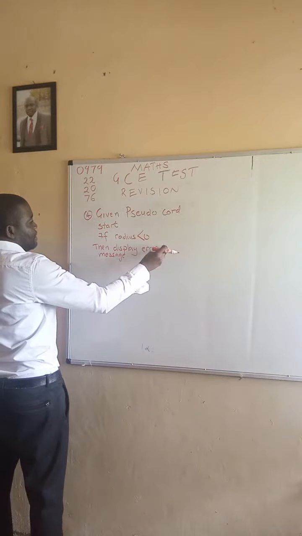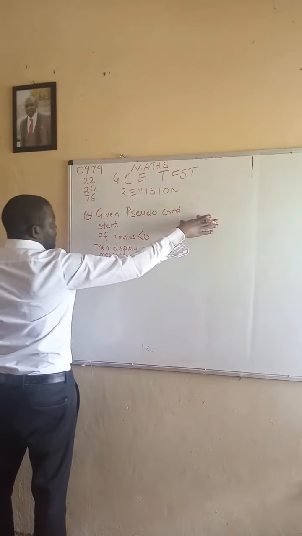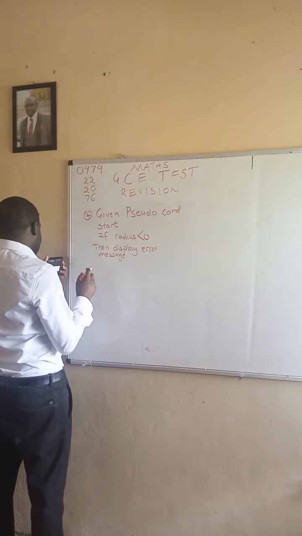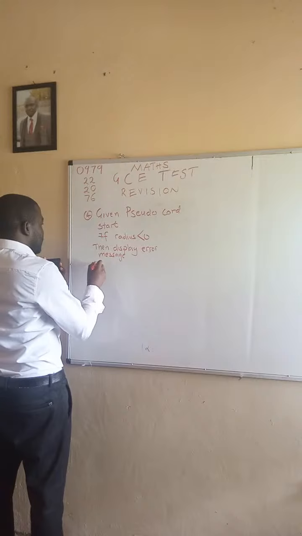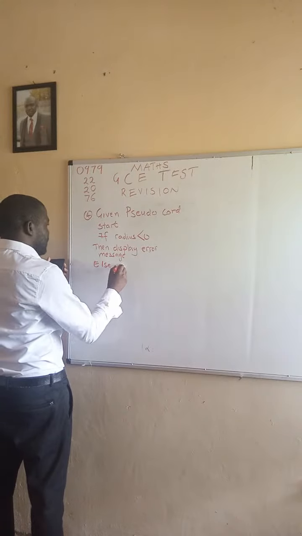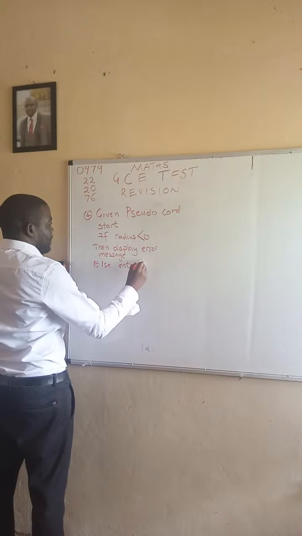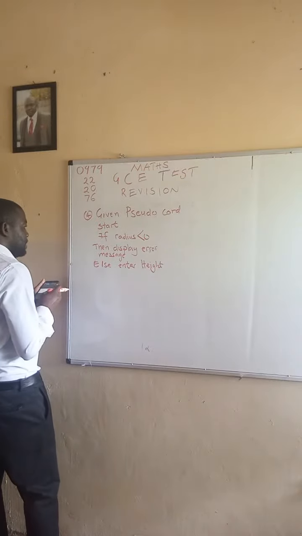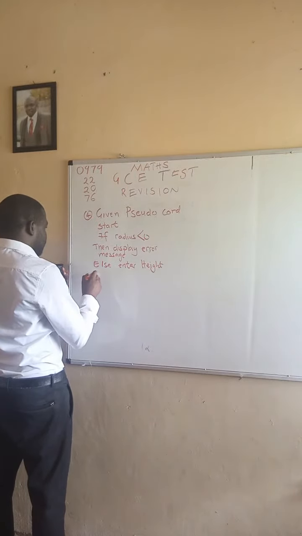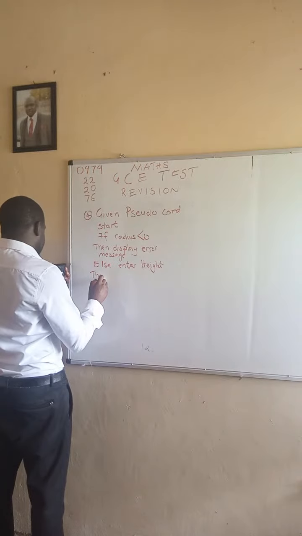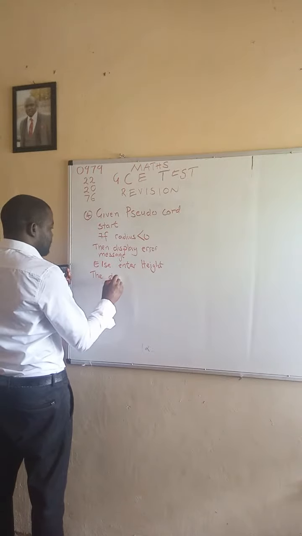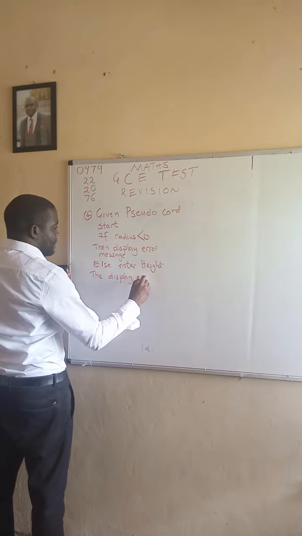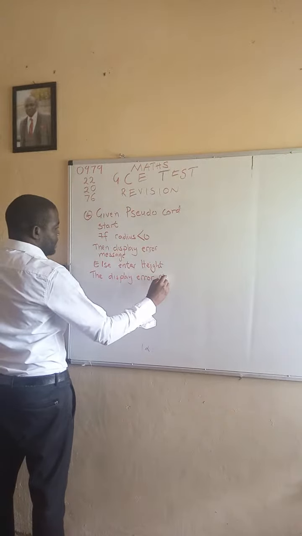This is one sentence. So I've just dropped it this side since the answer, I'll write it here. And then else enter height. So this is the question. I'm writing the question. Then display error message.